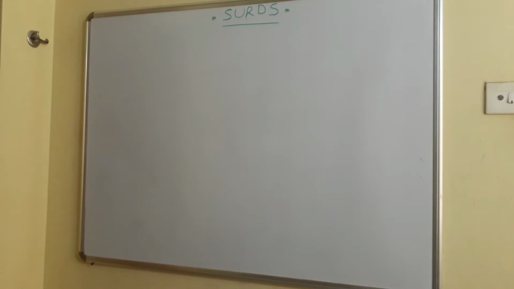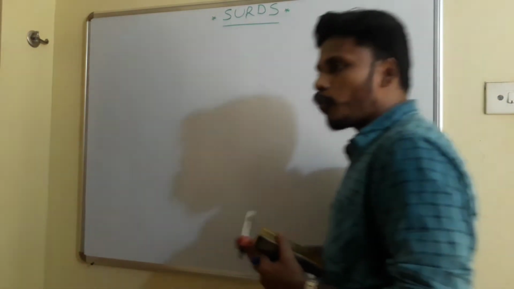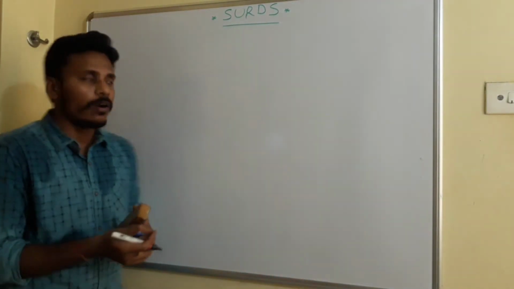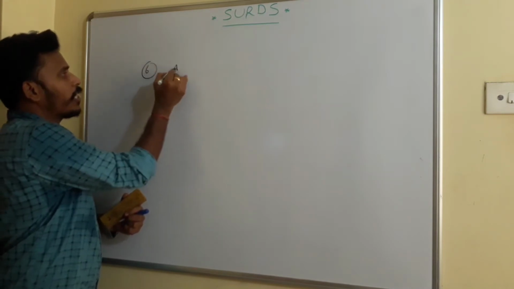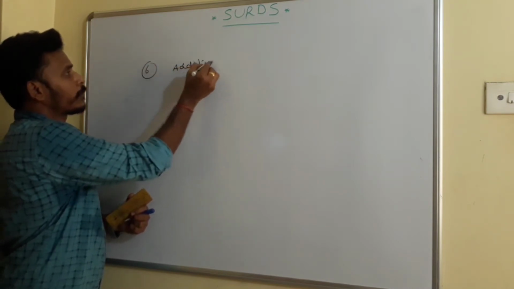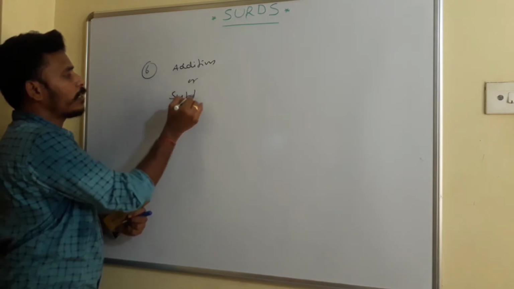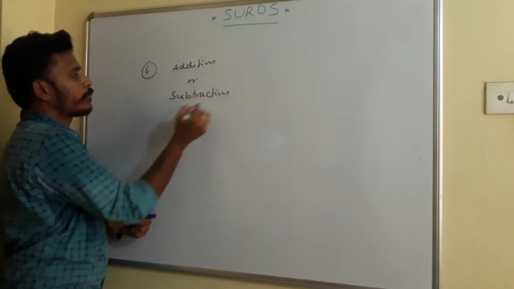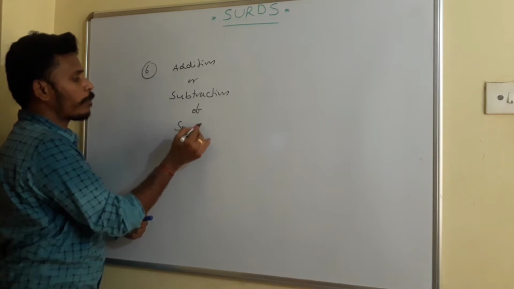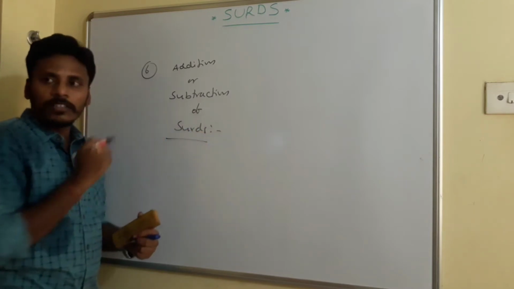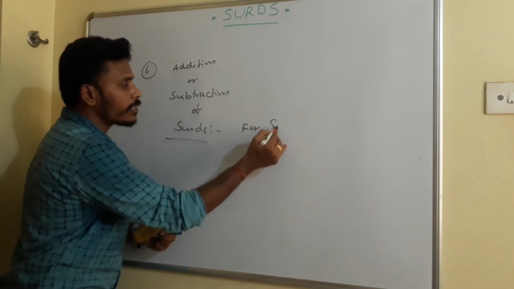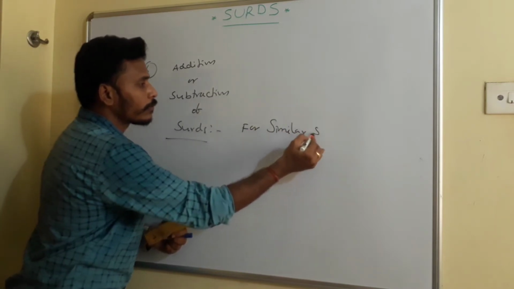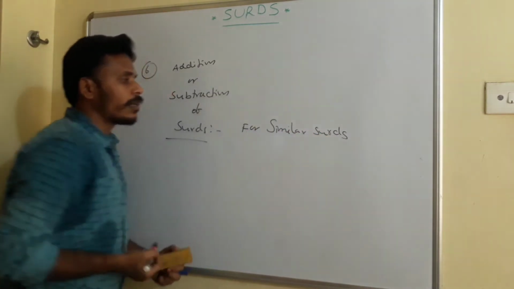I just mentioned similar surds to you. Using the concept of similar surds, now I am going to tell you the way to simplify. Most probably it is the sixth point: addition or subtraction of surds. Addition or subtraction of surds is possible only for similar surds. Only for similar surds it is possible.